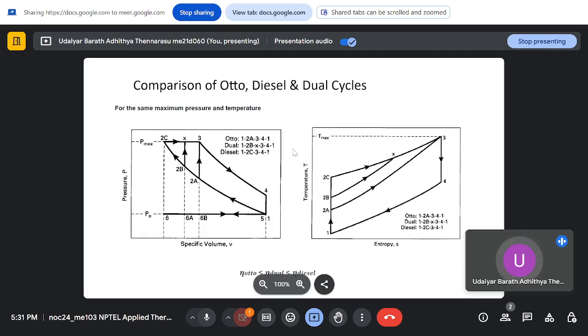But if you are having same maximum pressure and temperature and same heat, different compression ratio and same heat rejection, then this is how the process looks. So in this case your diesel cycle will have more efficiency, then dual, and then last will be Otto.